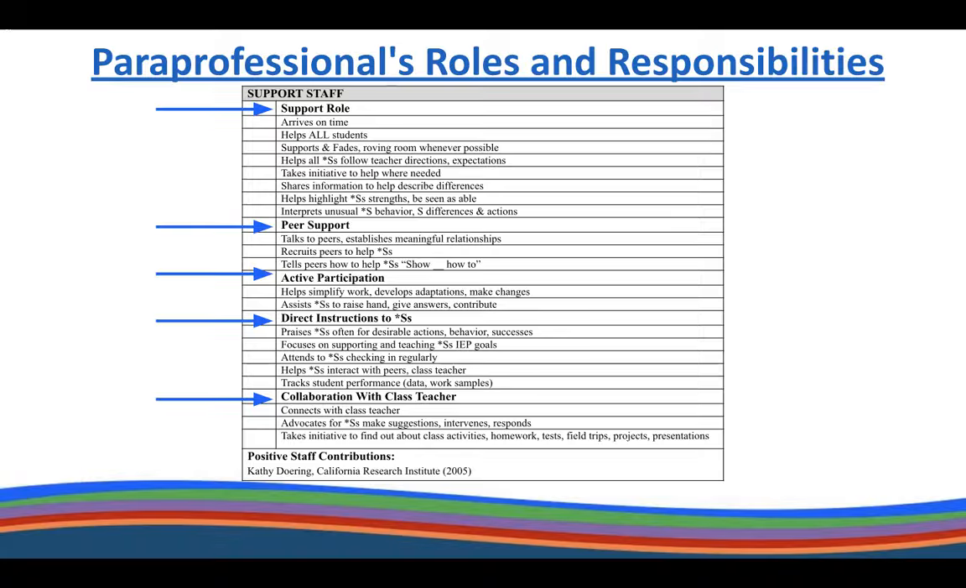UDL is a framework for learning and teaching that relates to designing curriculum and environments to reduce barriers and enhance access for all students. So why is UDL important for you as a paraprofessional?